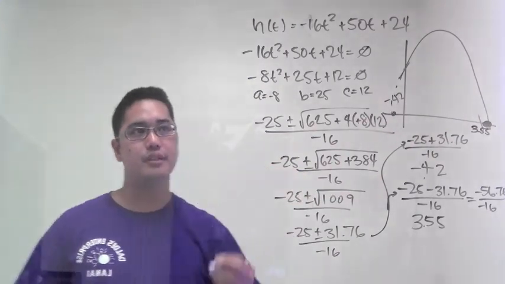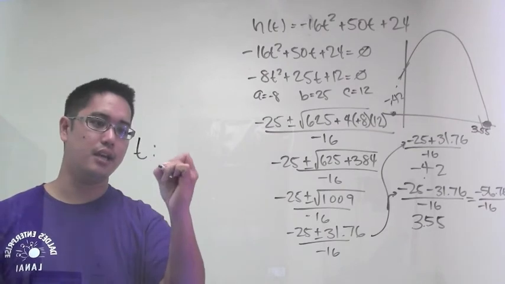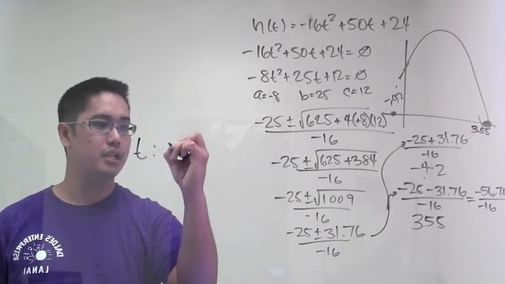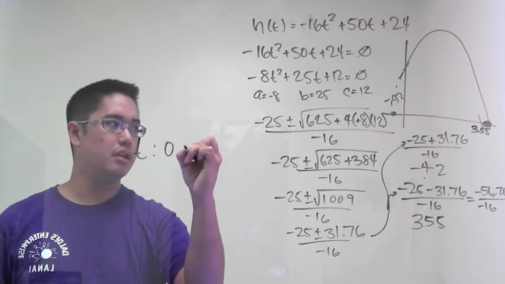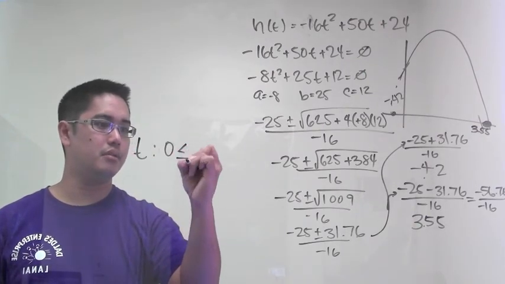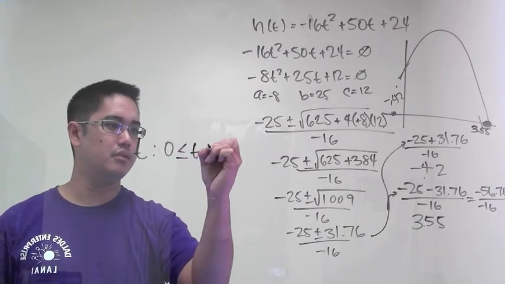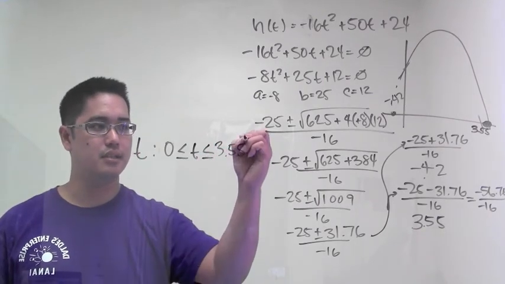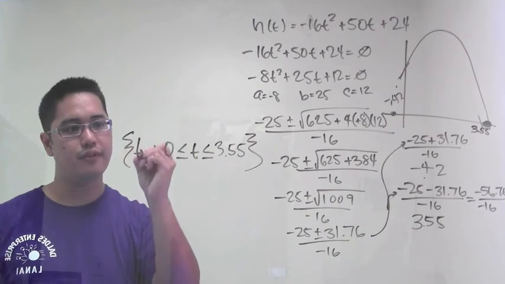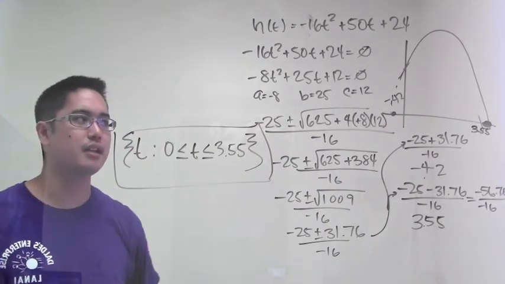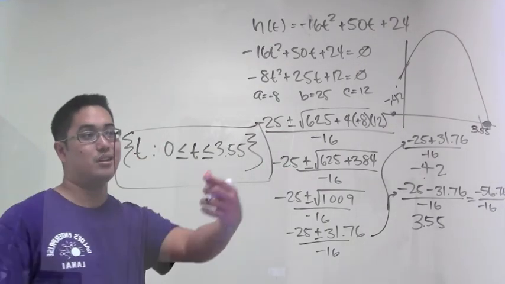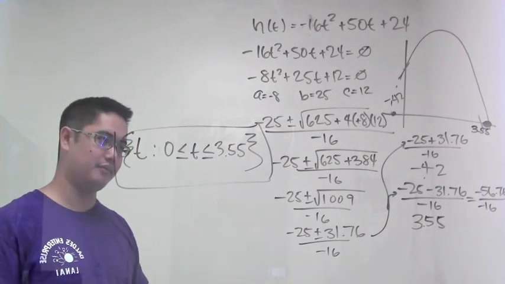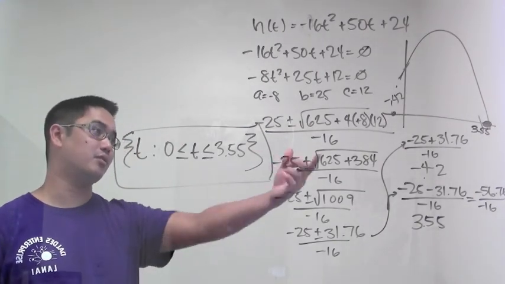So your domain for this is t such that, well, I guess I would have to put the lower bound first. It would be 0 is less than or equal to t, which is less than or equal to 3.55 seconds. Because after 3.55 seconds, the darn thing hit the ground, so therefore I don't really care about a time after that. That's outside of my domain. It doesn't exist in my mind as to what I need.